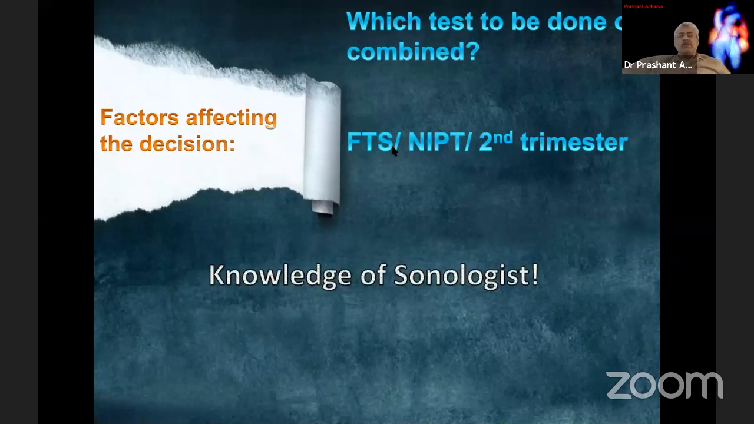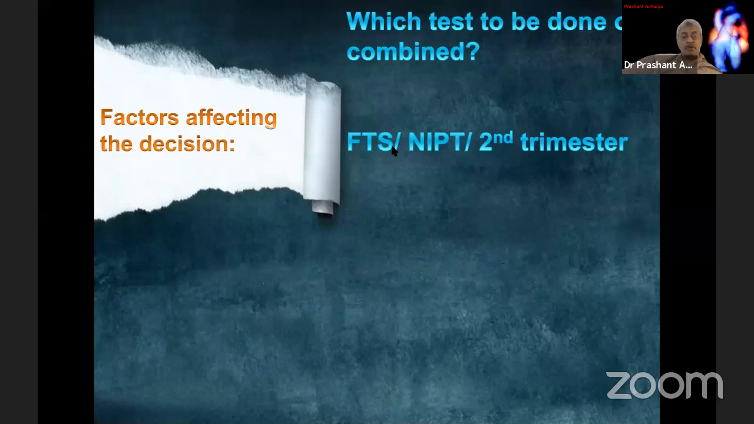Next comes the knowledge of the sonologist. If you are doing your own scan, that's perfect, far better than relying on anyone else. Now, how much knowledge do you or your sonologist have? Is he or she taking a good NT? Are they certified for doing ductus venosus? Are they certified for tricuspid regurgitation or not? So the knowledge of the sonologist is of utmost importance. You should find a person who is genuinely knowledgeable and has a license to evaluate all these factors.